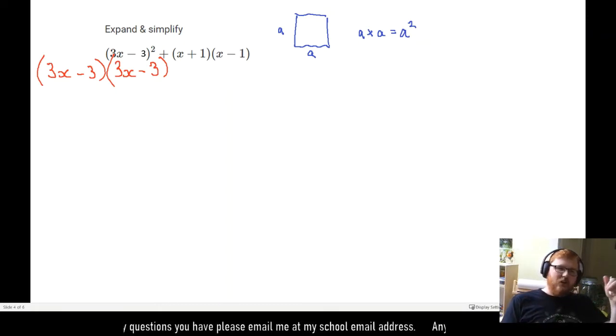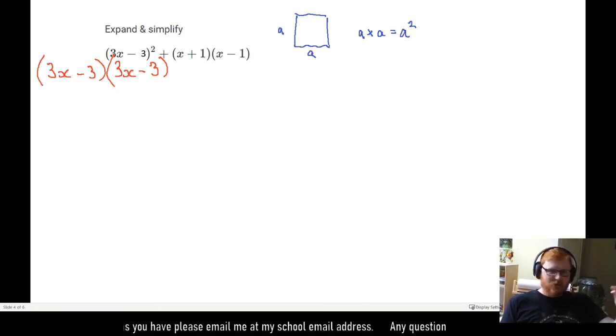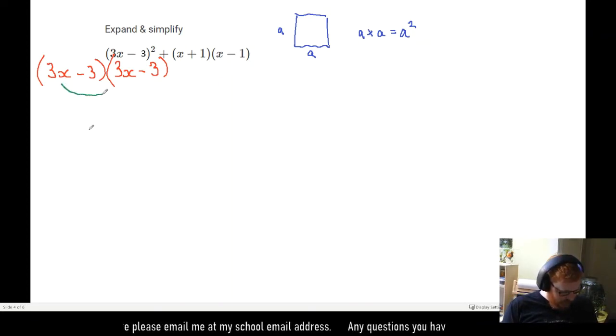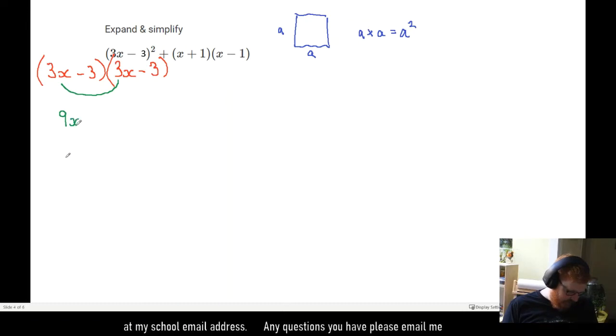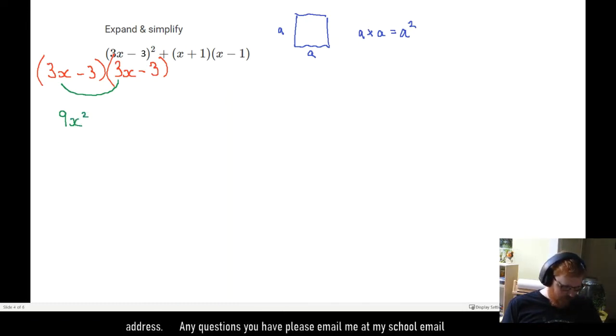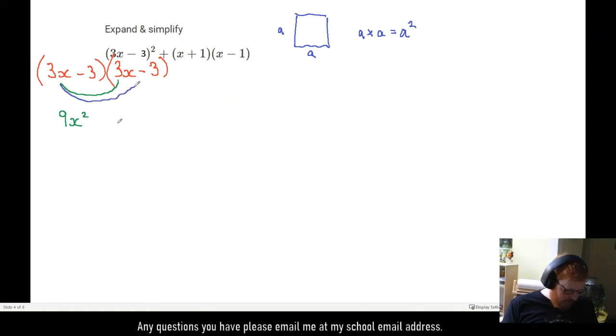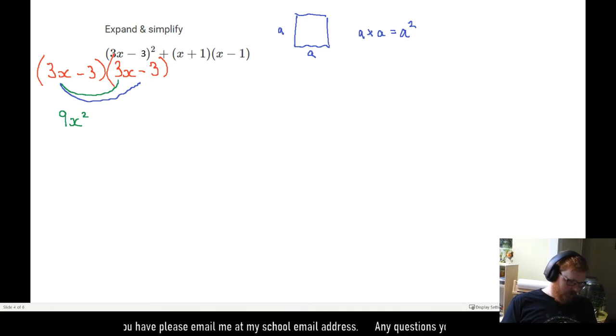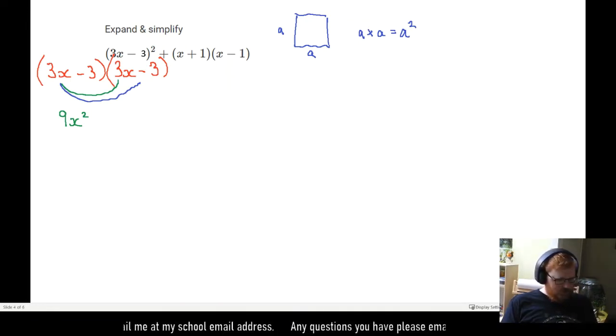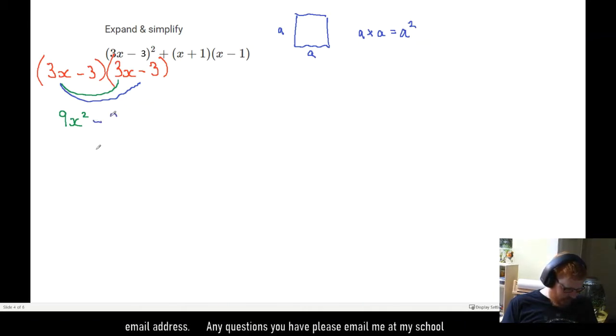Everything in the left bracket multiplies everything in the right bracket. So 3x times 3x is 3 times 3 is 9, x times x is x squared, so it's 9x squared. 3x now I want to multiply by the minus 3. Now a negative number times a positive number results in a negative, so that's going to be negative 9x.